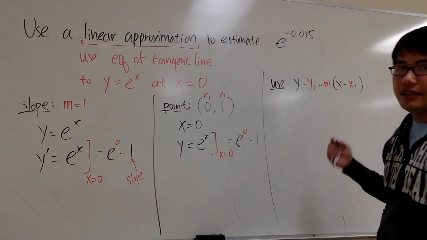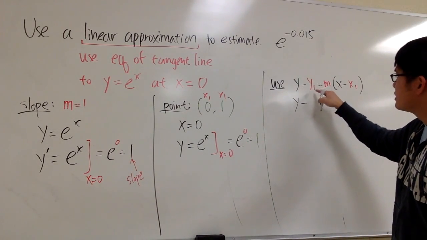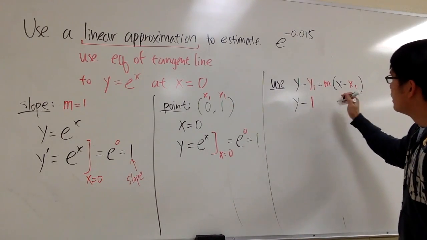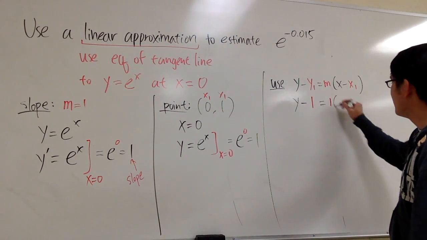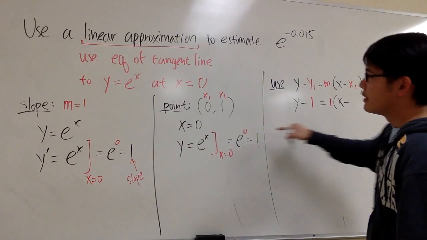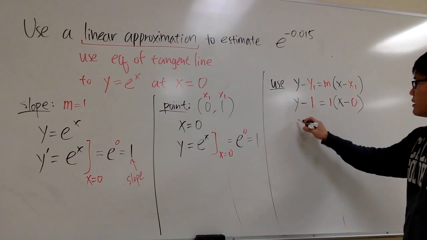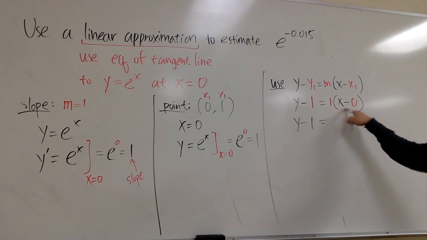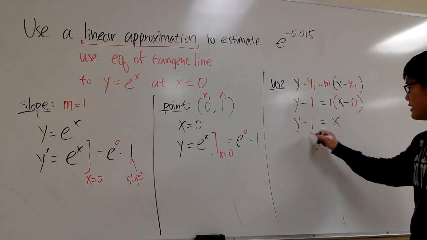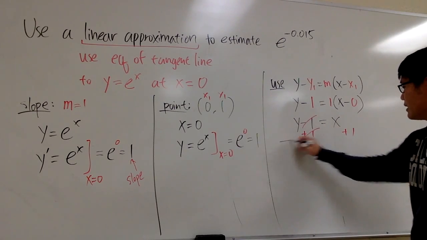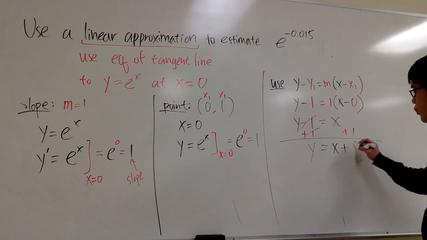I have all the ingredients that I need. Let me just plug all these numbers into the formula. Y minus y1 is y minus 1, equals m, and m is 1 for this slope, times x minus x1, where x1 is equal to 0. So this is y minus 1 equals 1 times x minus 0, which is just x. Y minus 1 is equal to x. Let me add 1 on both sides: plus 1 here, plus 1 here, cancel them out. So my equation of the tangent line is y equals x plus 1.